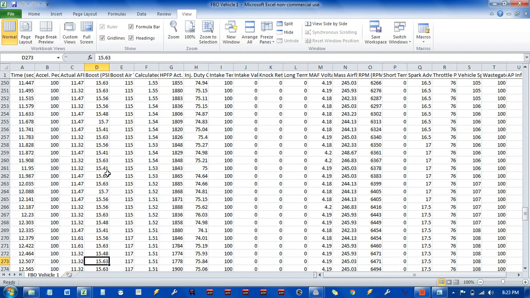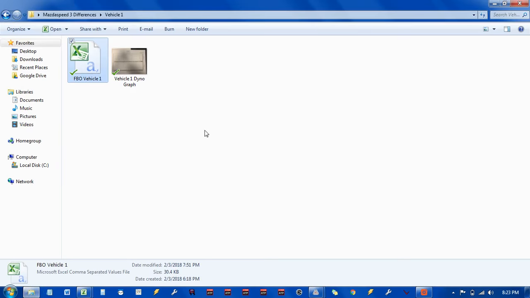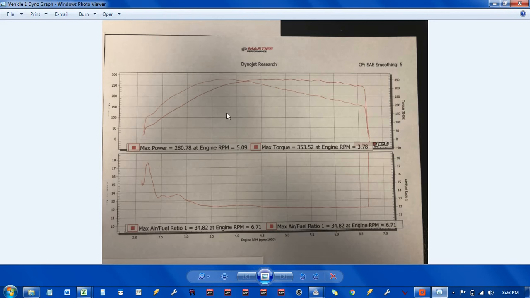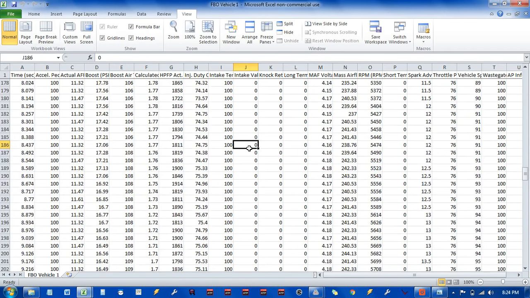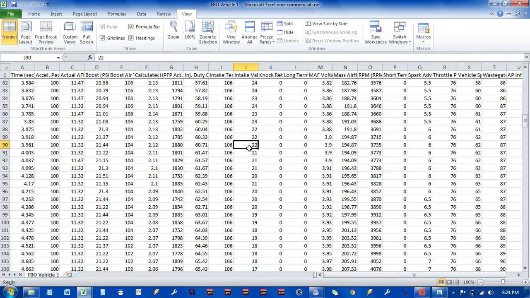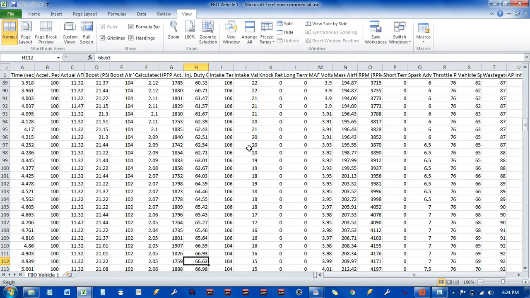But it is important for you to understand how your engine's running, how your turbo's performing, and how it correlates to the horsepower and torque figures that you're seeing. So let's take a look back at the dyno graph here. You can see on vehicle number one, it's making roughly 353 foot-pounds of torque, around 4,000 RPM, between 3,500 and 4,000. And if we take a look at the data log from vehicle number one, we can see that between 3,500 and 4,000 is when it is making the highest amount of boost pressure.